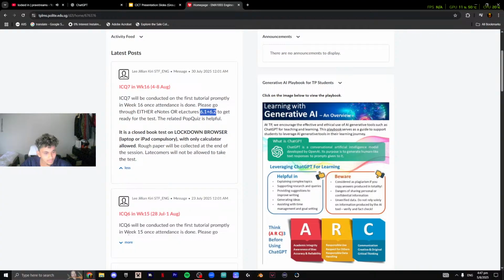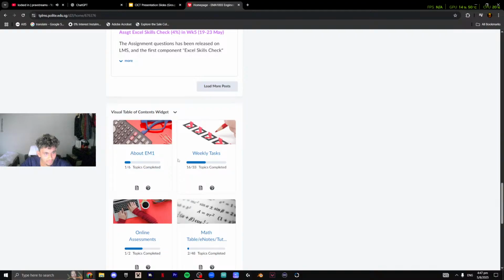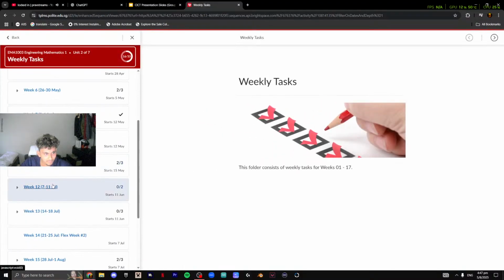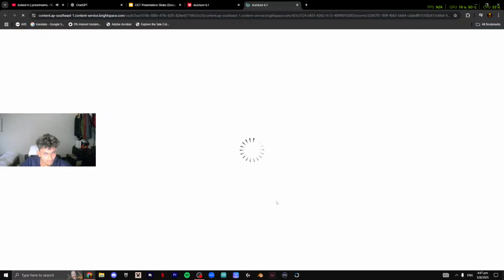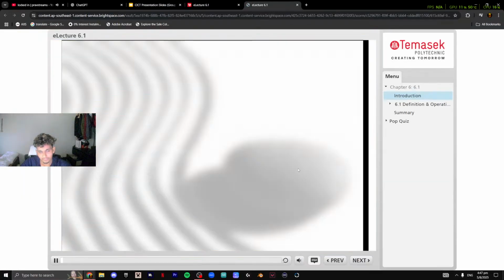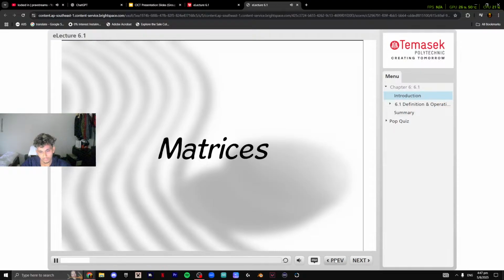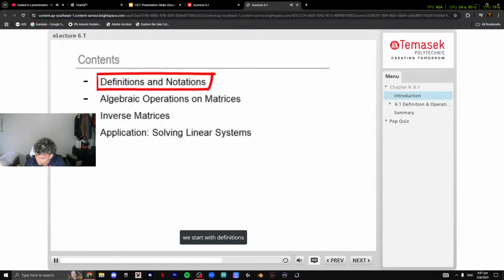Hi there. Matrices, as you will see later, help us solve systems of linear equations. As usual, we start with definitions and notations and simple operations of matrices.